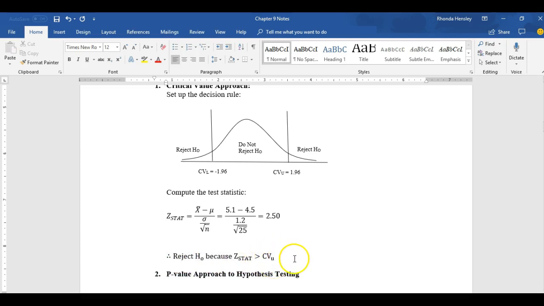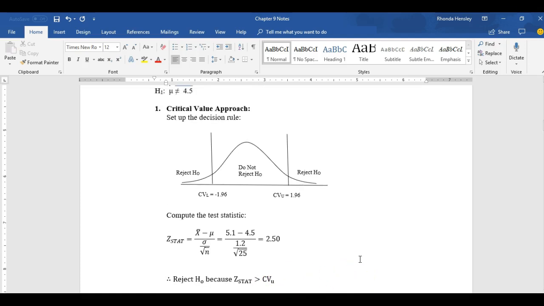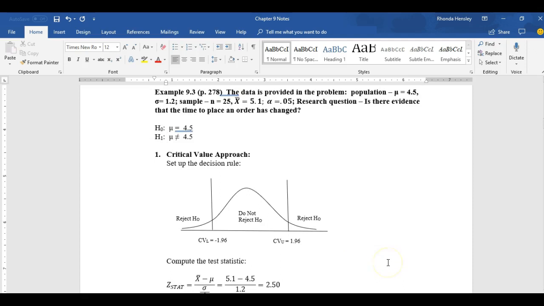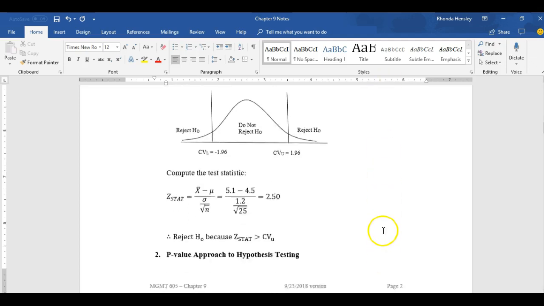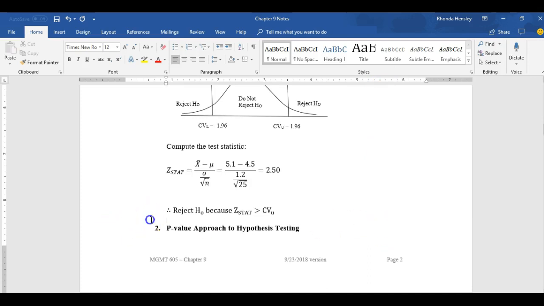In words, your managerial implication, managerial conclusion, you're going to tell your boss that the time to place an order has changed significantly from 4.5 minutes. Okay? Anyway, so be sure and state that also. And then we go down.